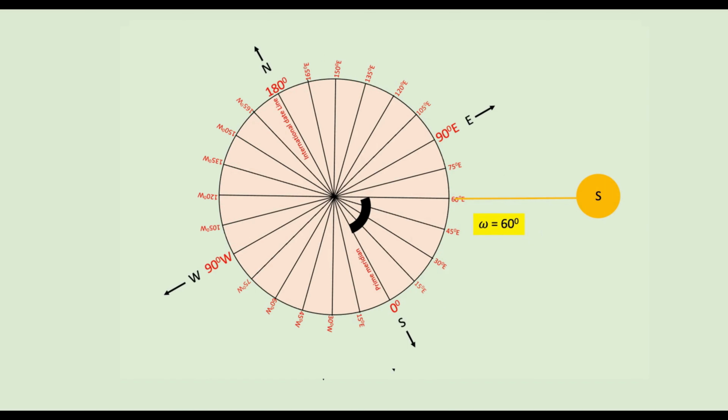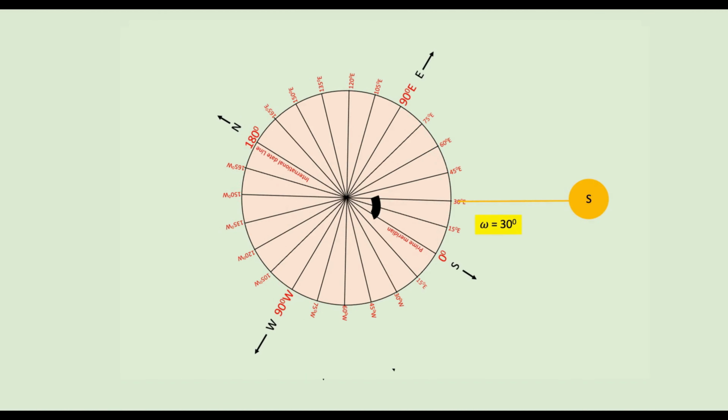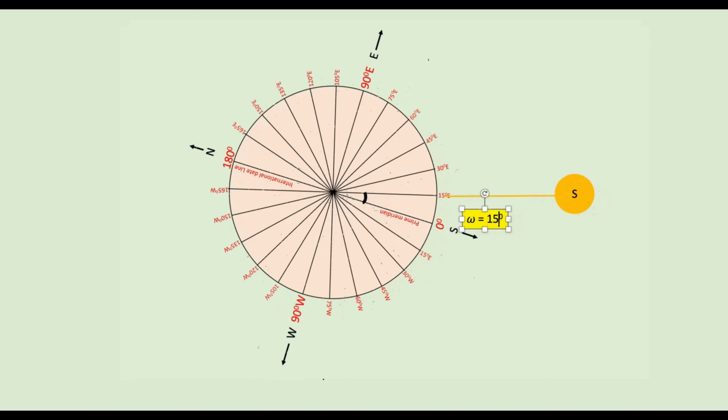Similarly, for the sun's apparent position at 60 degrees east, the R angle is 60 degrees. At 45 degrees, the R angle is 45 degrees, because it is the difference in angle between the longitude the sun rays directly fall on and the longitude of reference. Similarly, as the earth continues to rotate, for 30 degrees the R angle is 30 degrees, and for 15 degrees it is 15 degrees.